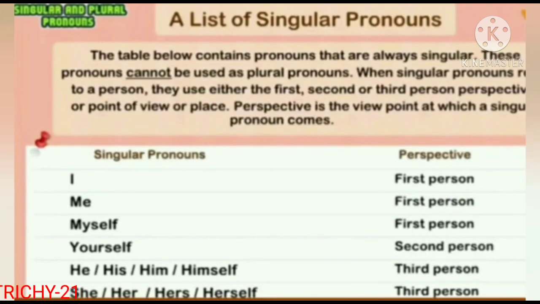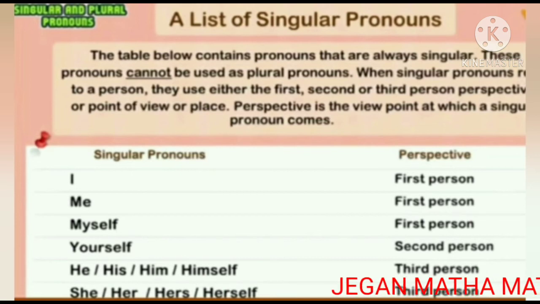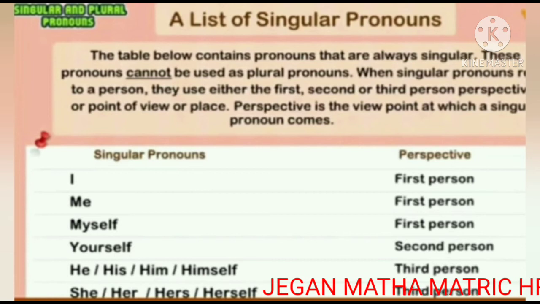A list of singular pronouns. The table below contains pronouns that are always singular. These pronouns cannot be used as plural pronouns. When singular pronouns refer to a person, they use either the first, second or third person perspective, or point of view. Perspective is a viewpoint from which a singular pronoun comes.